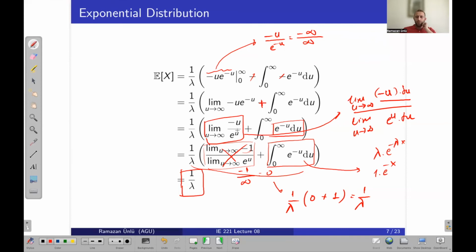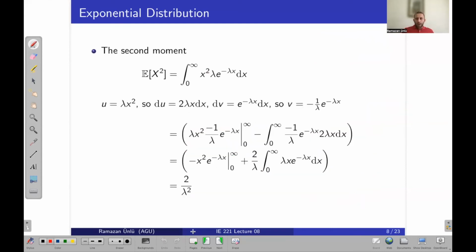So don't worry if you are not comfortable with these parts, that's the calculation steps, don't worry. You just need to remember the expected value of the exponential distribution, okay, which is 1 over lambda. We will use this information in future problems.